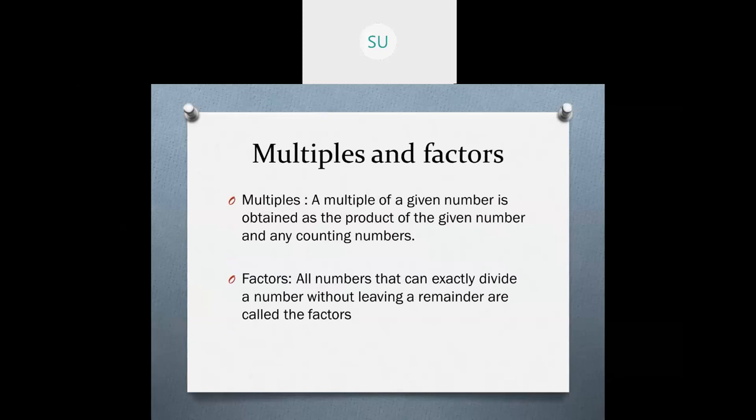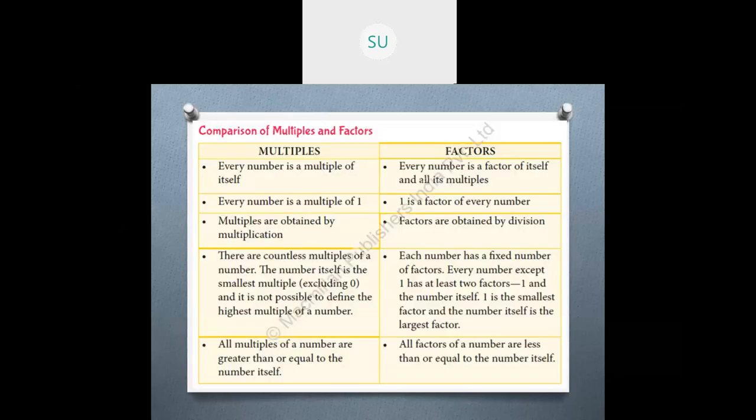Then multiples and factors. What are multiples? A multiple of a given number is obtained as the product of the given number and any counting number. Then factors. All numbers that can exactly divide a number without leaving a remainder are called factors. Whenever you divide a number and it divides completely without leaving any remainder, then it is a factor of the number.